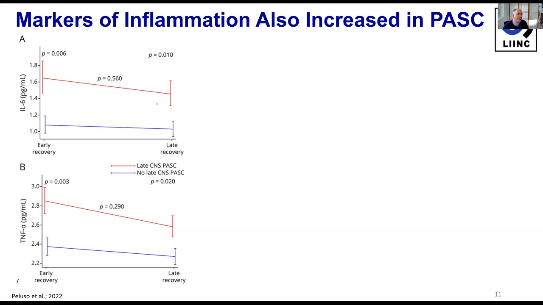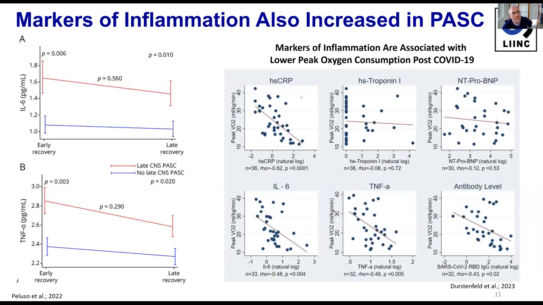These are folks that have neurologic symptoms, fairly severe neurologic disease, but you can still see that there's elevation months after initial infection. And it's not just markers, but there may be a functional component as well. For example, this is data from Matt Dersenfeld in our LIFT cohort here at UCSF, who showed that markers of inflammation are actually associated with lower peak oxygen consumption by exercise testing post-COVID-19.